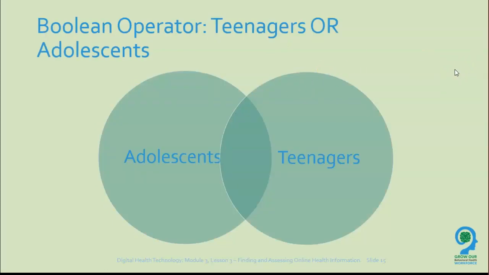Second way of using a Boolean operator, teenagers OR adolescents. To get the OR, you're going to find that everything in here and in here is included. So you're going to get the entire shaded area. If you don't want to miss anything about adolescents because somebody used the word teenagers, and you don't want to miss anything about teenagers because somebody used the word adolescents, that's when you would use the OR, and you're going to get this whole section.